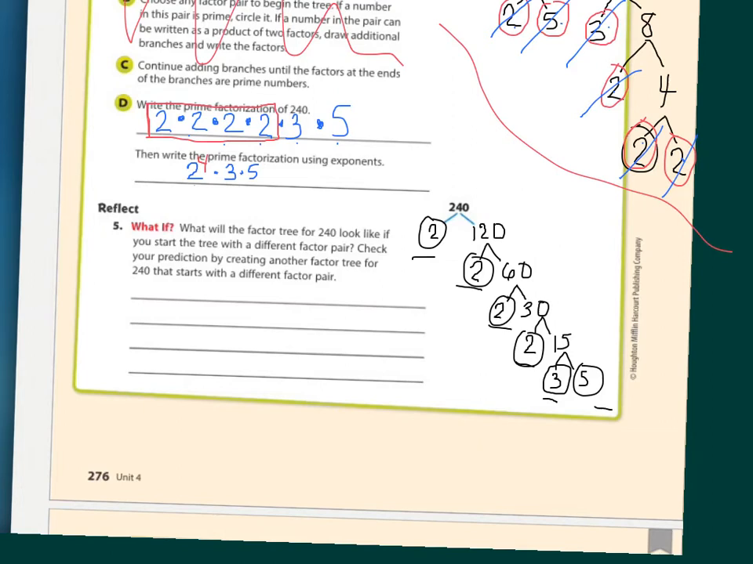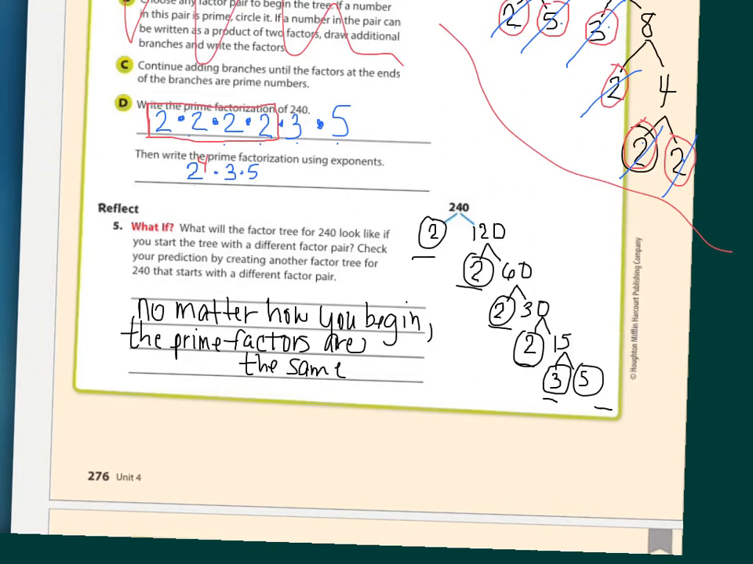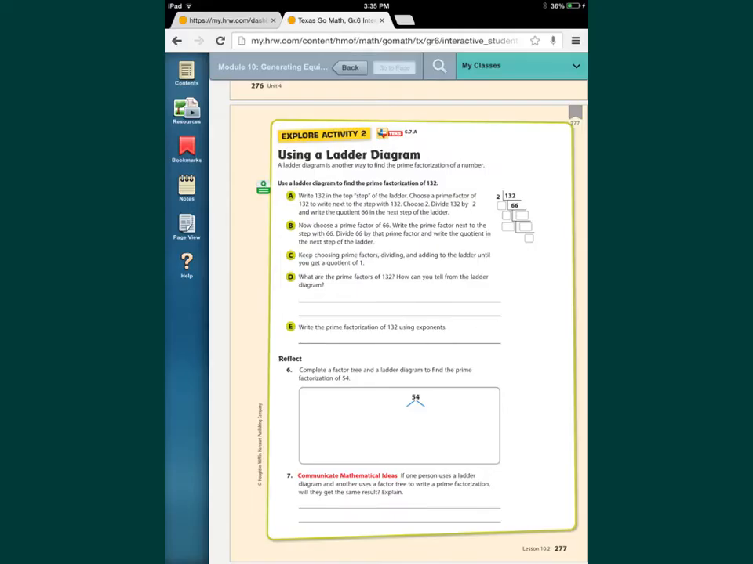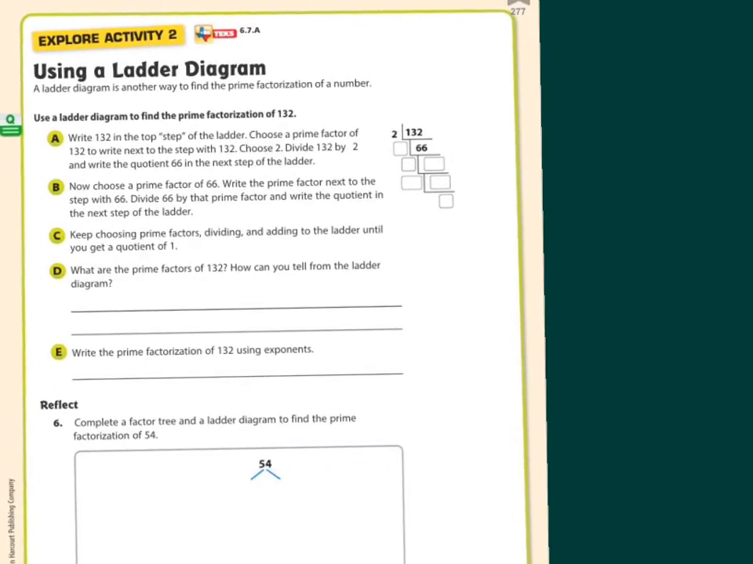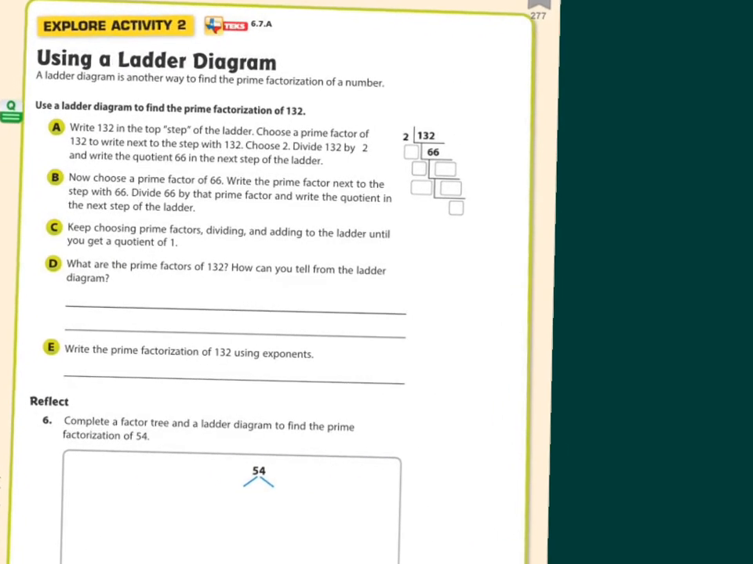Okay, so no matter how you begin, the prime factors are the same, period. This other method, I've heard it called ladder diagram, like they're showing you here, but also birthday cake. It ends up looking like an upside down wedding cake or layered cake. It's kind of like what I did with the factor trees, except it's like upside down division.